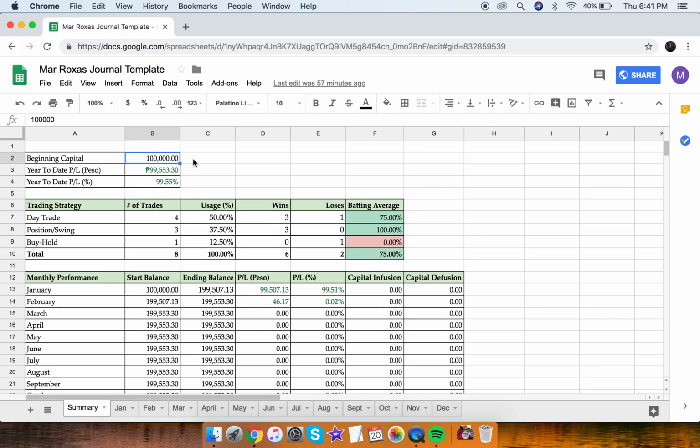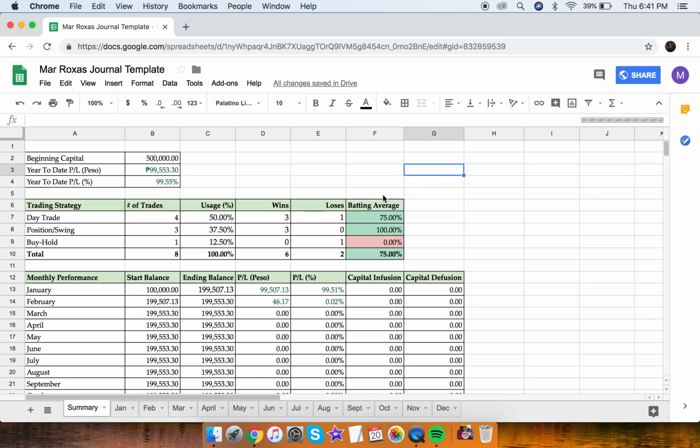Yung beginning capital is yung perang nilagay mo when you started trading. So, ngayon, beginning capital mo is, say, 100,000. If yun ang beginning capital mo. But say, for example, your beginning capital is 500,000, you put there 500,000. So, yun. 500,000 na siya.